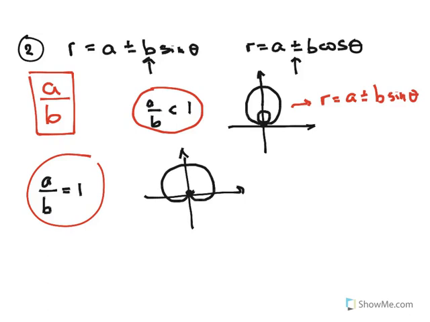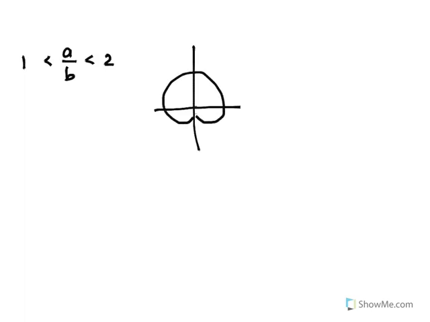And next, if A over B, again, the ratio, is a value between 1 and 2, so 1.2, 1.3, 1.9, then you also get the heart-shaped graph, but it doesn't contain the origin. So it's going to look something like this. So we're not at the origin, okay?